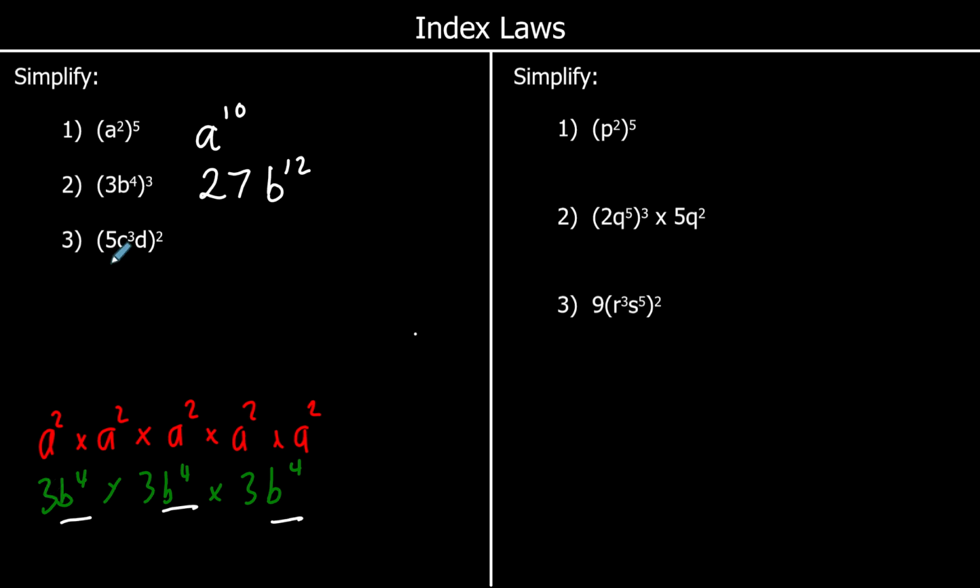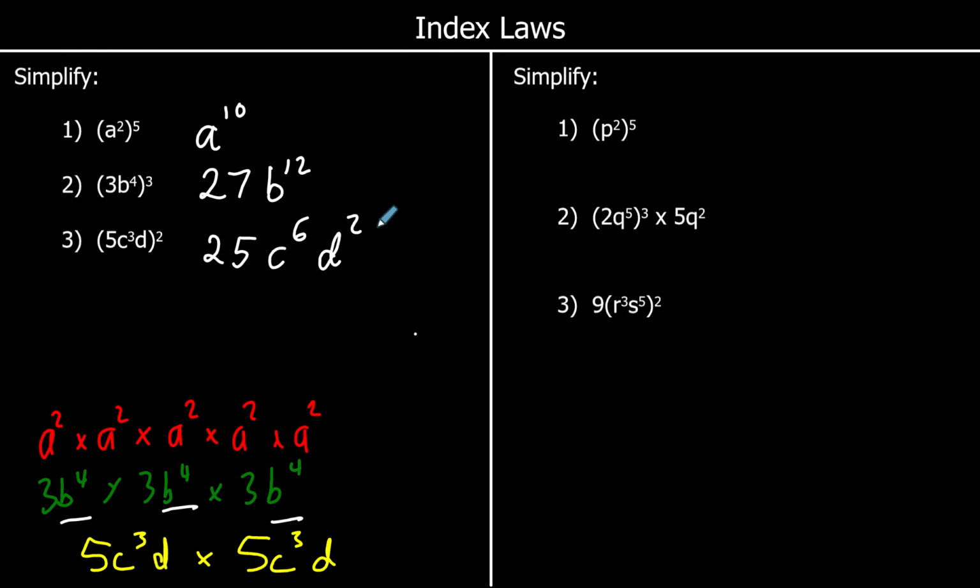And the last one, we've got 5c cubed d, squared. So it's 5c cubed d times 5c cubed d. So we're just squaring everything. So 5 squared is 25. c cubed squared is c to the power of 6. And d squared is, well, d squared. Three for you to try, so give these ones a go.